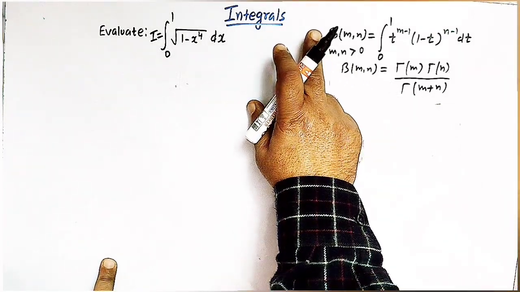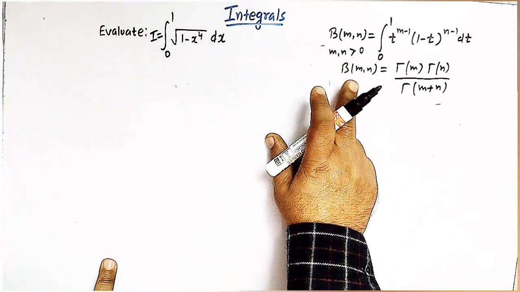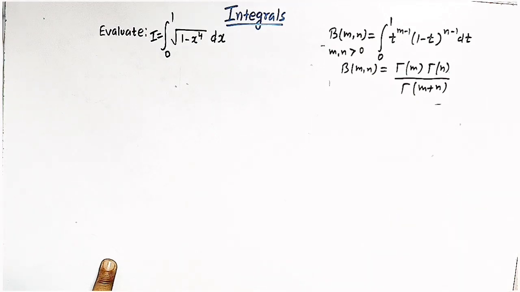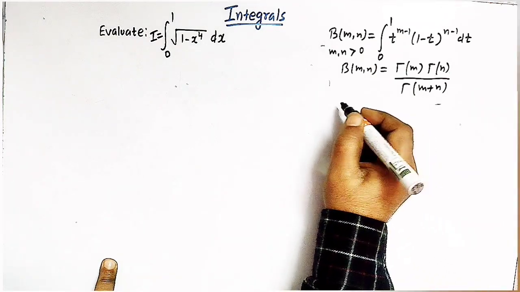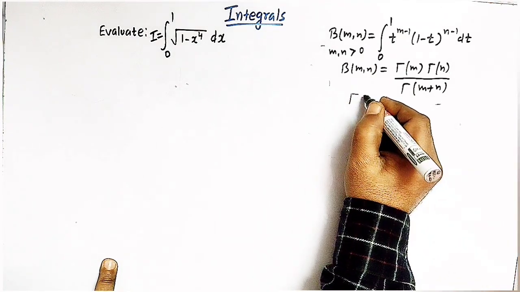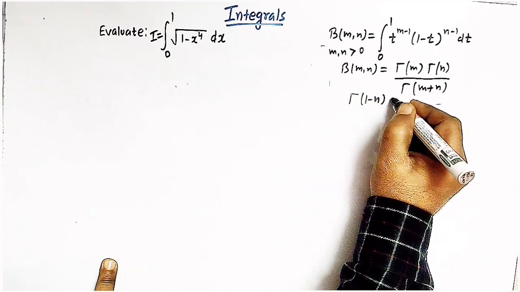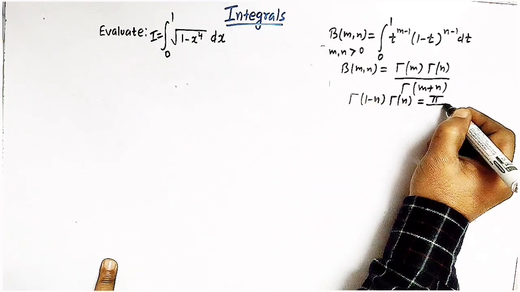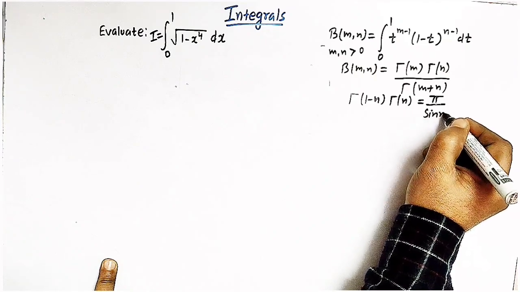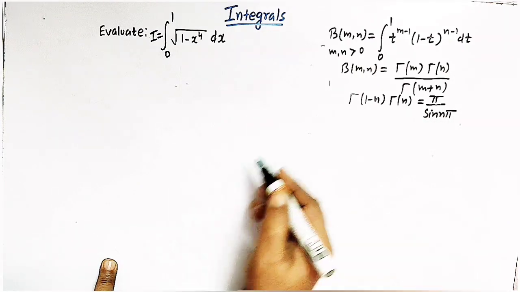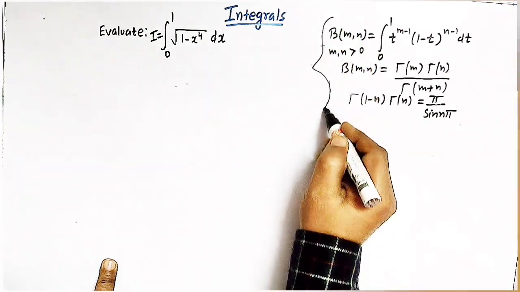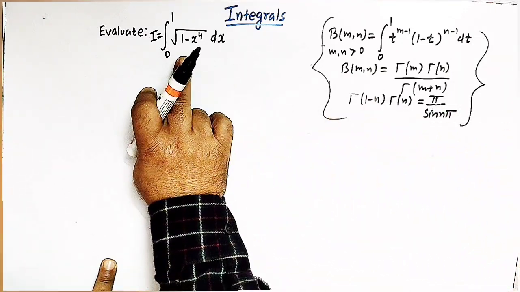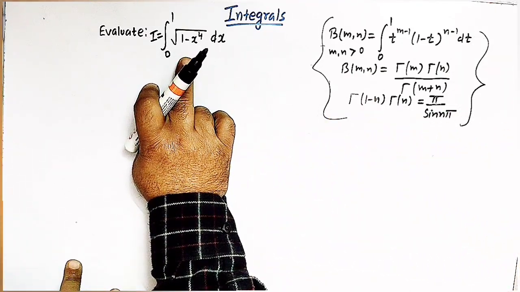So apart from these two important results, we'll also make use of the famous Euler's reflection formula, that is gamma of 1 minus n times gamma of n is equal to pi divided by sine of n pi, right? So these three important results are to be used while solving this integral, right?